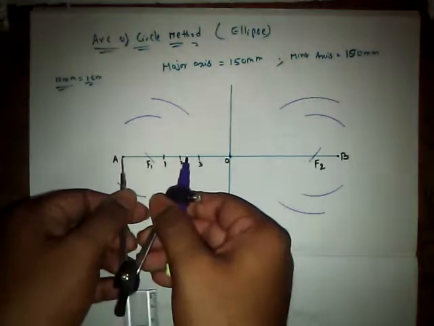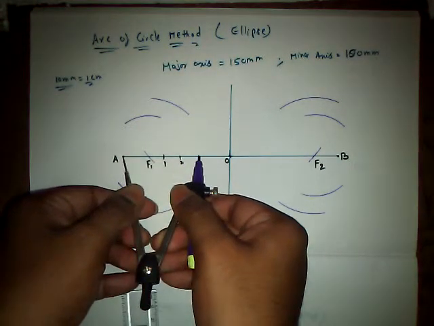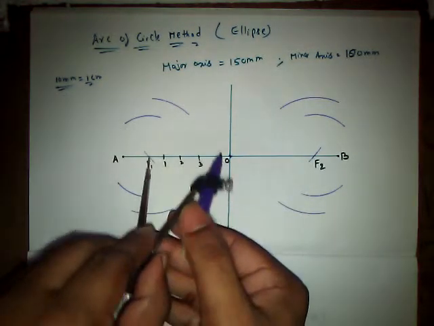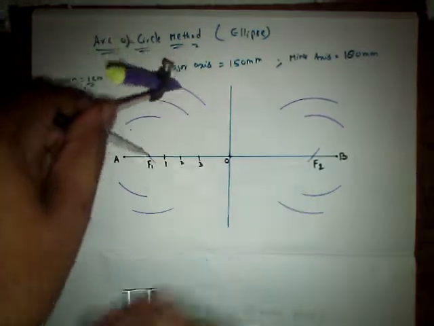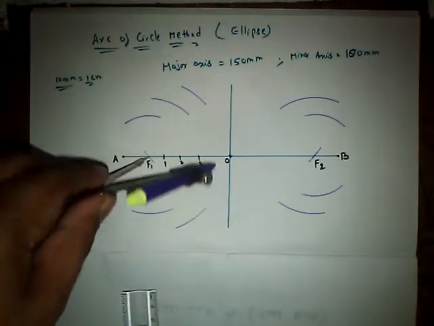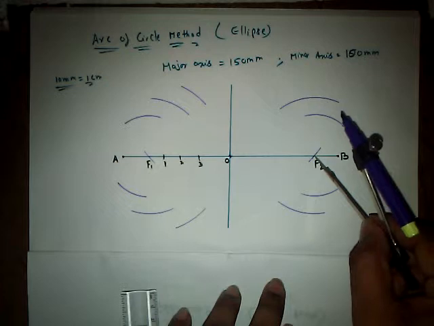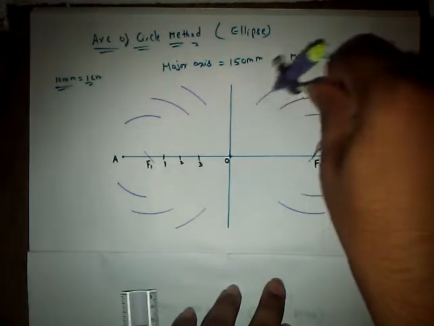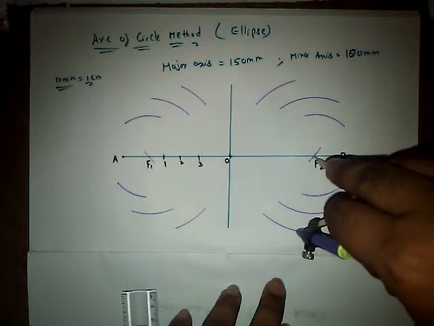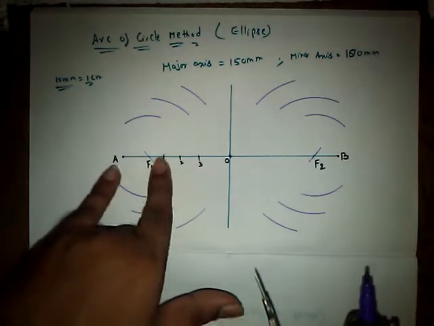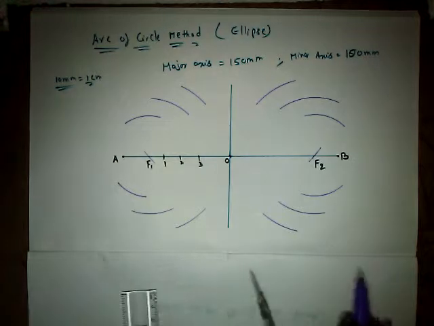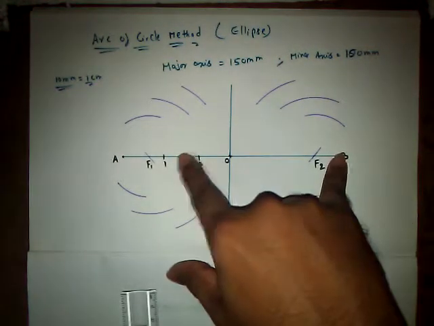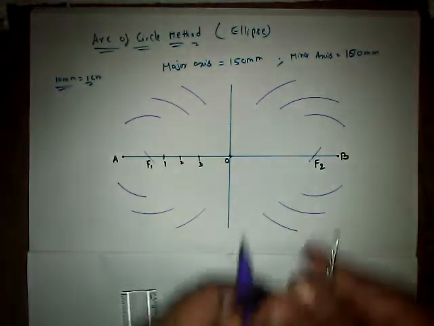Now with A to 3 as radius, F1 as center, cut the arcs at the top and at the bottom. With the same radius, with F2 as center, let us cut the arcs at the top as well as at the bottom. So we have taken A1, A2, A3 as radius. Now in the similar manner we have to take B1, B2, next B3.